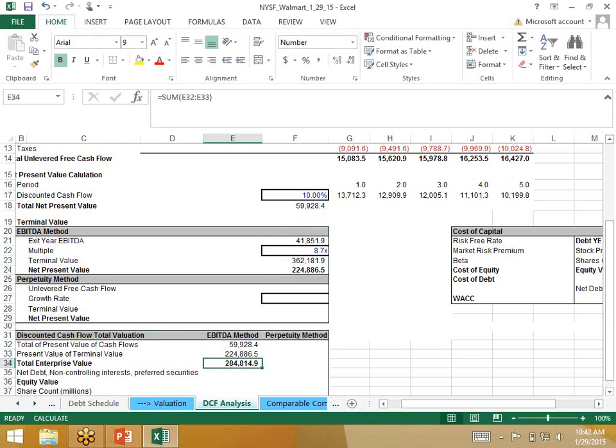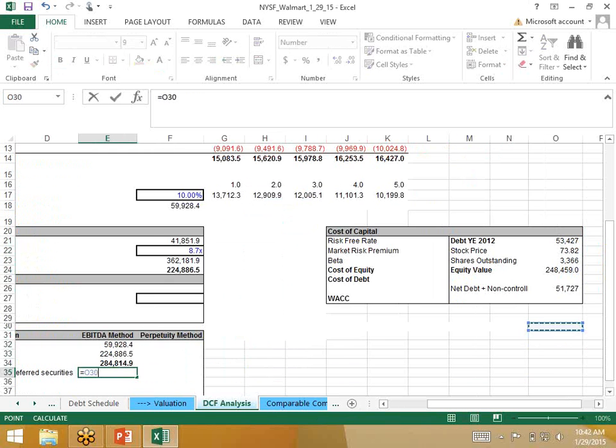What's the equity value of the business based on our valuation? Well, we take the enterprise value and we subtract the net debt. The net debt we already calculated on the right, so I'm going to have this equal to the net debt here.